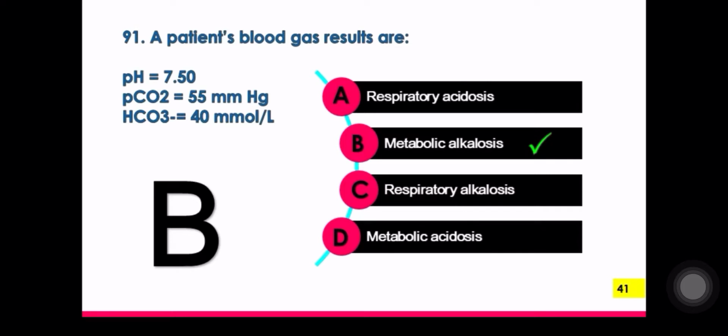Now, bicarbonate po is the conjugate base and is under metabolic or renal control po. So, yung PCO2 naman po is an acid and is under respiratory control. Pag mataas po ang bicarbonate, pero mababa ang PCO2, it results in alkalosis po. Therefore, the classification is metabolic alkalosis po. But remember po, partially compensated po to by increased PCO2 po. For number 91, letter B.